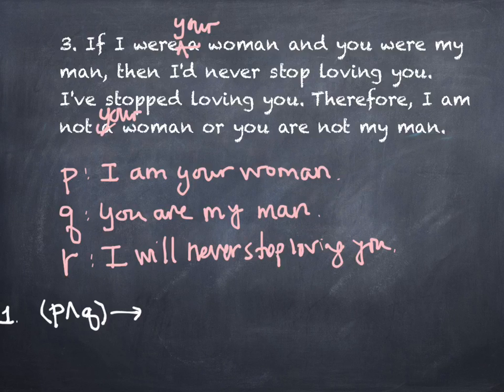And what does it imply? R. What does statement 2 say? It's short and sweet. I've stopped loving you, which would be what? That's tilde R. Lo and behold, things didn't work out. Then, so there's my conclusion statement. What does it say after that? All right, I'm not your woman, so it's tilde P, and then what? Or tilde Q.